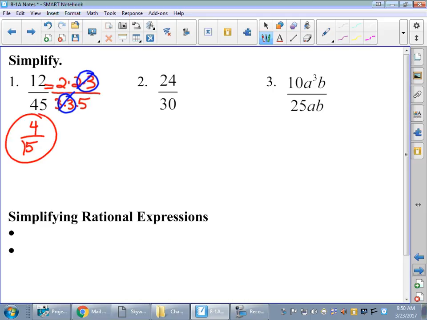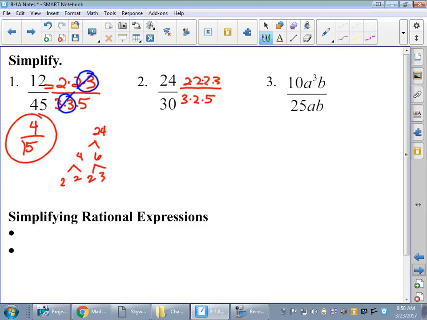If you look at number 2 here, we factor 24. If you can't factor 24 in your head, you can always make a little factor tree. We go 4 and 6, and then 2 and 2, and then 2 and 3. So the factored form of 24 is 2 times 2 times 2 times 3. And for 30, it would be 3 times 10, which is 3 times 2 times 5, because 10 is 2 times 5. When you look at this, the common factor between 24 and 30 is 6.